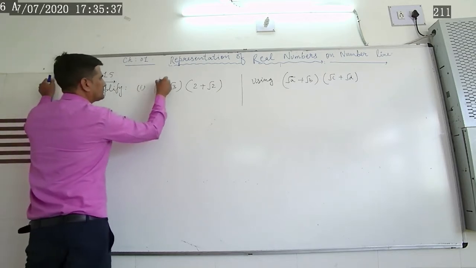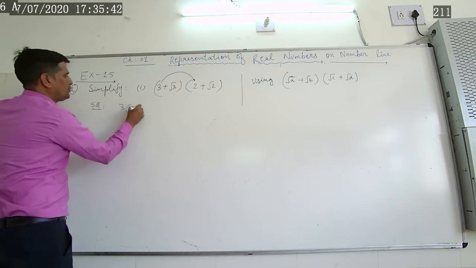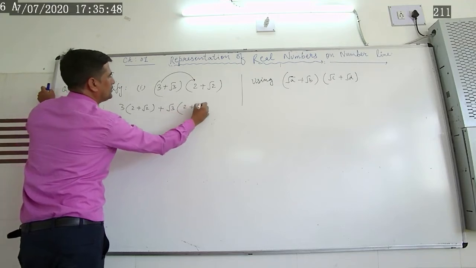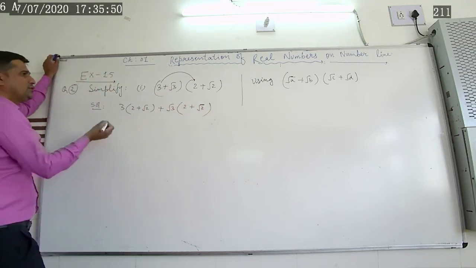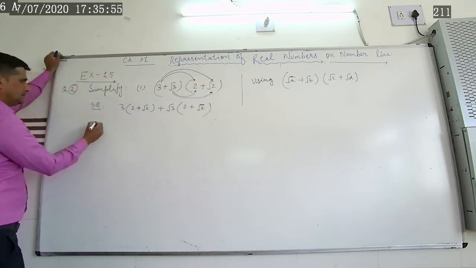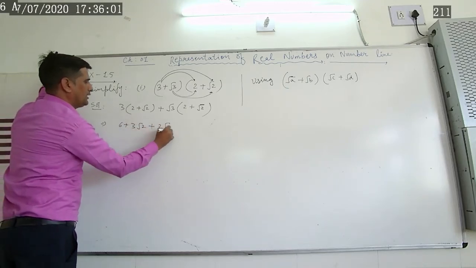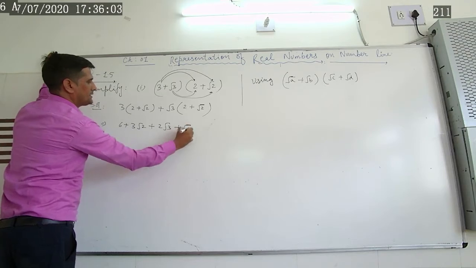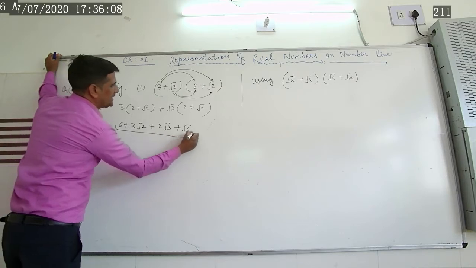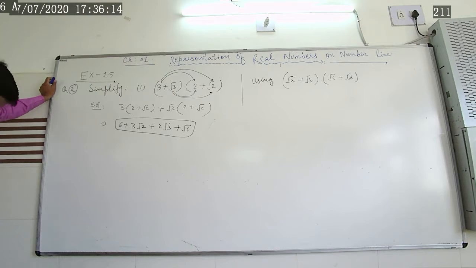So what will come? 3 into 2 plus 3 into under root 2 plus under root 3 into 2 plus under root 3 into under root 2. Inside the bracket you can successively multiply both the terms. This is not so tough a job. 6 plus 3 under root 2 plus 2 under root 3 plus under root 6. So there is none of the terms which is like. All the terms are different. So this is the answer of this question.